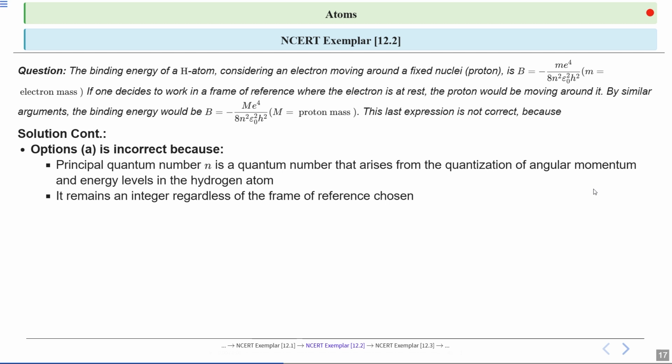No matter which frame of reference we choose, whether the electron is moving or the proton is moving, the value of n remains an integer. The quantum number doesn't depend on our choice of frame. So to sum up this part, n would still be an integer even if we switch frames. The way we describe the motion might change, but the allowed energy levels labeled by n do not become non-integer values.